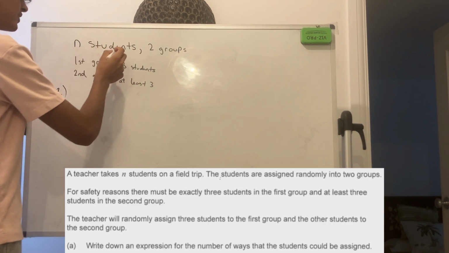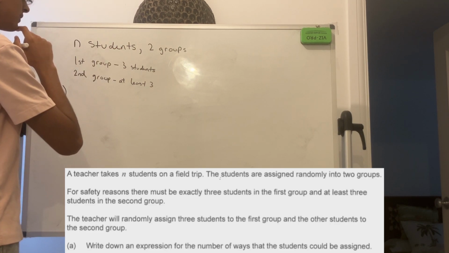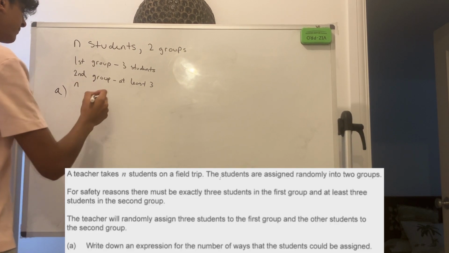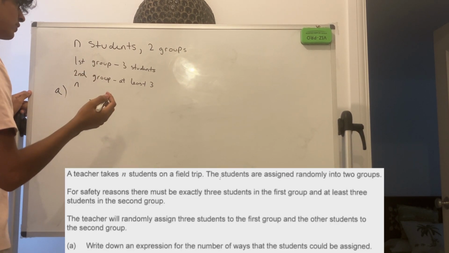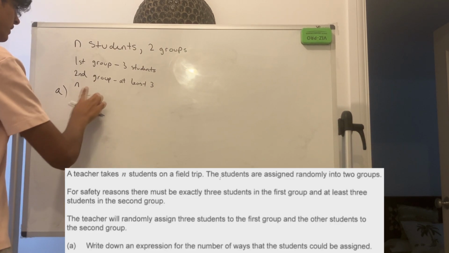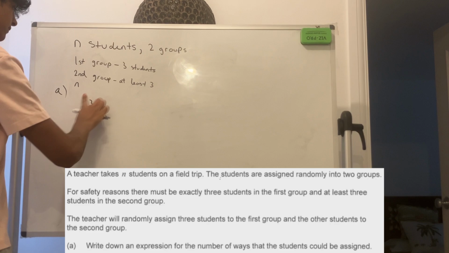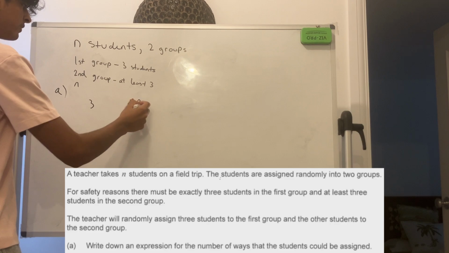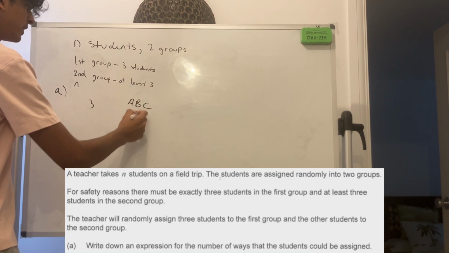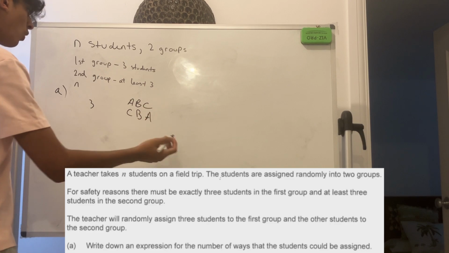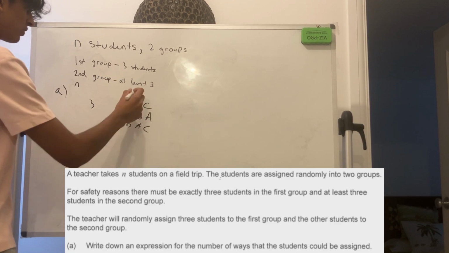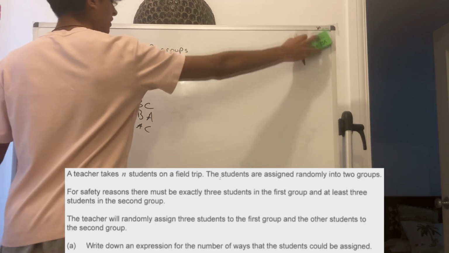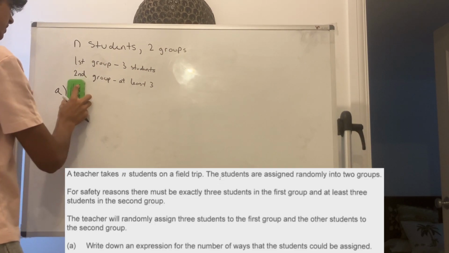So since there are n students going, and the 3 students are randomly assigned, we know there's going to be n something 3. But to determine whether it's combinations or permutations, so whether it's nC3 or nP3, the order will not matter. You can have student A, student B, student C, or you can have student B, student C, student A, or student B, A, C, and so on, 6 times. It's not going to make a difference on how they're assigned, so it's going to be combinations. So for part A, our answer is simply n choose 3, or nC3.